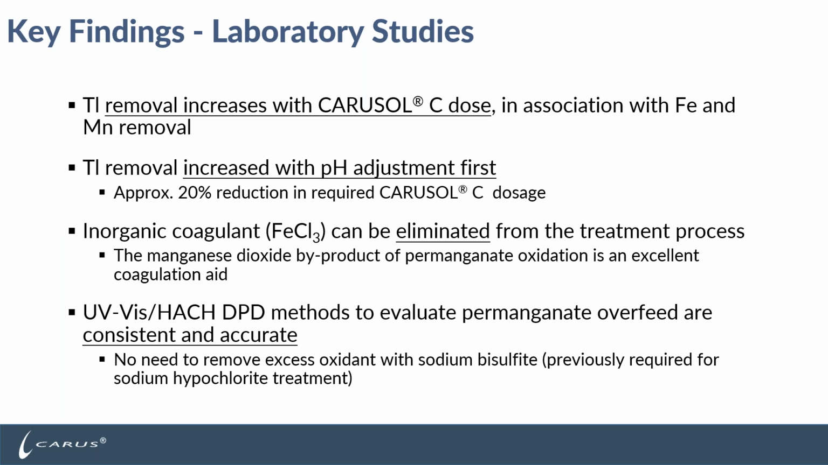And UV-vis or HACH DPD methods to evaluate permanganate overfeed are consistent and accurate and largely eliminate the need to remove excess oxidant with sodium bisulfite, which was previously required using treatment with sodium hypochlorite.